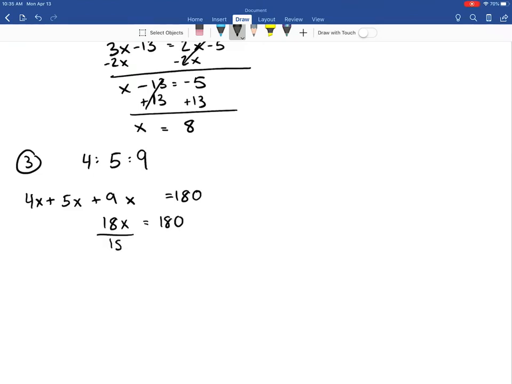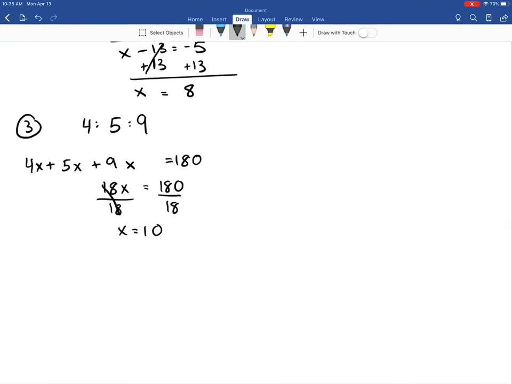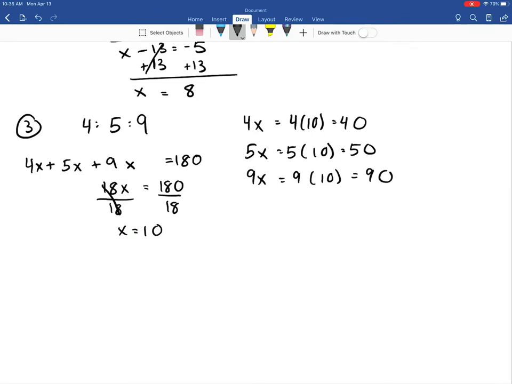I'm going to divide both sides by 18 to get x is 10. But it doesn't ask me what x is, it wants to know what the angle is. So I'm going to say 4x, 5x, and 9x, which becomes 4 times 10, 5 times 10, and 9 times 10. Now if you check and you add all of those up, you get 180. And you also see that those are the measures of the triangle. 40 degrees, 50 degrees, and 90 degrees.